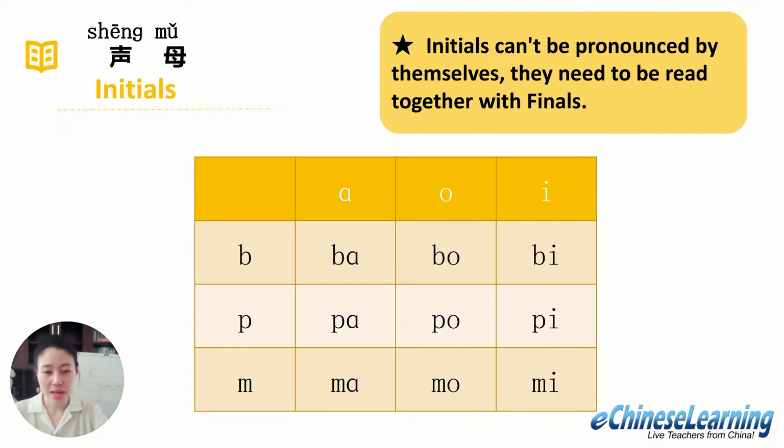Ma, ma, ma. The next one will be m, o, mo, mo. The last one, m, e, me. That will be me. So the three together: the first one ma, second mo, me. I think that's all for these, the pinyin chart. Any question?